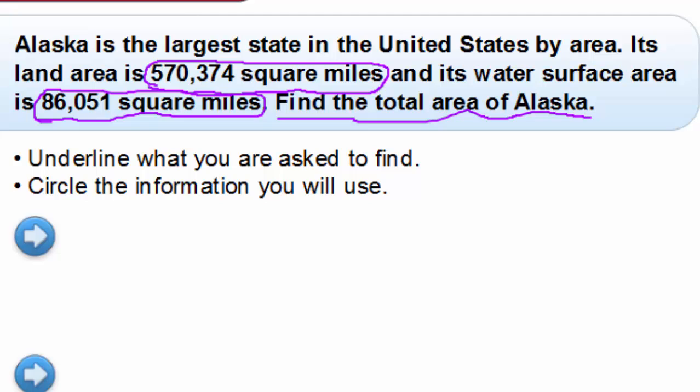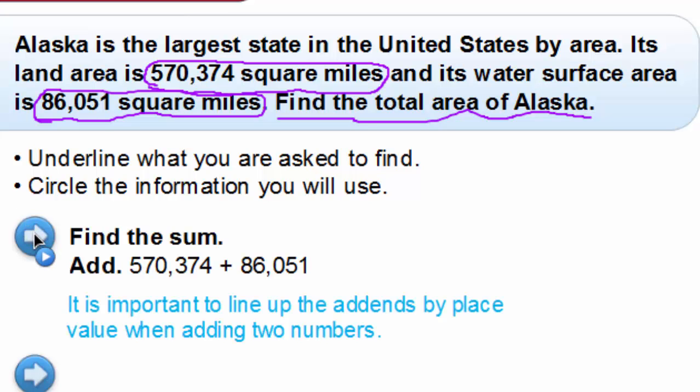Alright guys, you're back. Did you solve it on your own? Good. Alright, let's walk through this problem step by step and see one way that we can solve it. First of all, we need to find the sum, don't we? We need to add 570,374 plus 86,051. It is important to line up the addends by place value when adding two numbers.